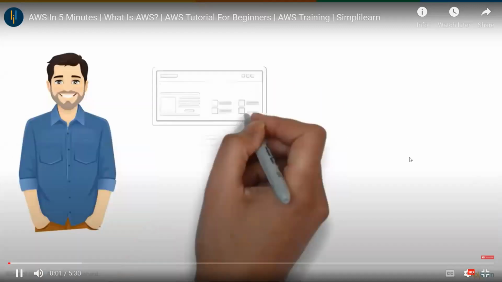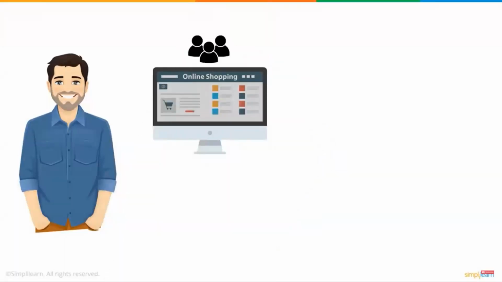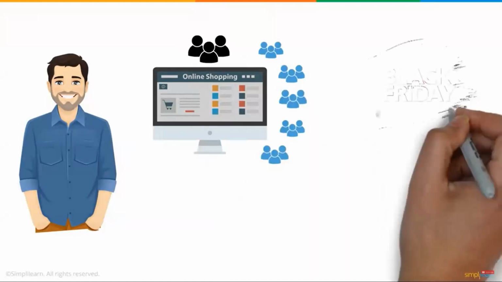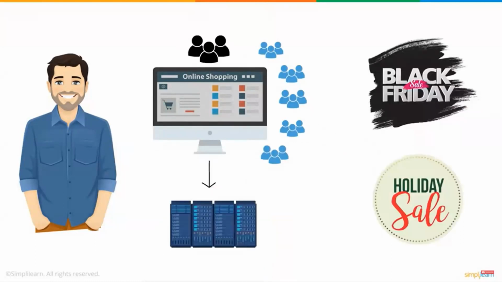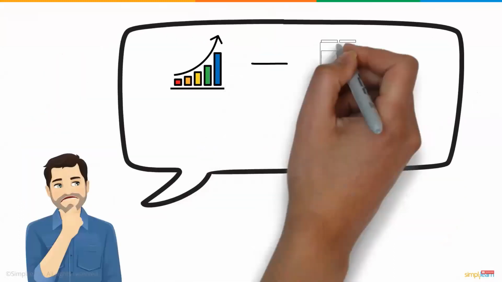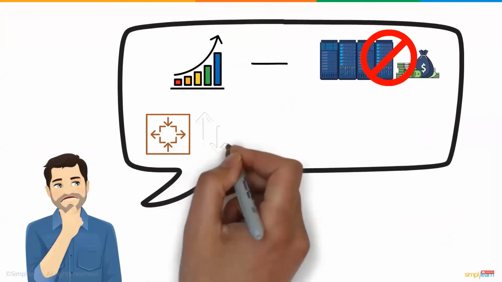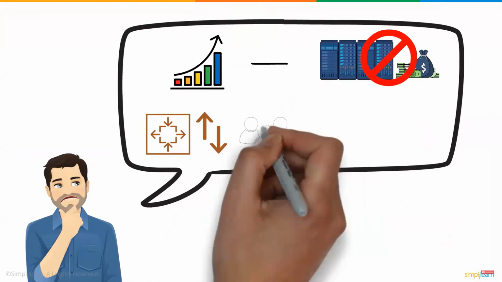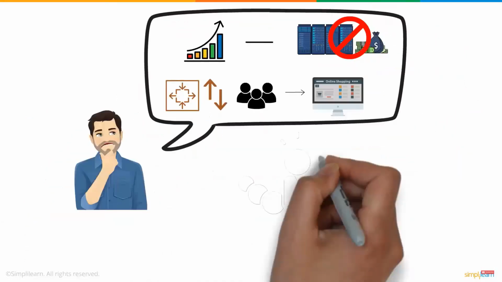Meet Rob. He runs an online shopping portal. The portal started with a modest number of users, but has recently been seeing a surge in the number of visitors. On Black Friday and other holidays, the portal saw so many visitors that the servers were unable to handle the traffic and crashed. Is there a way to improve performance without having to invest in a new server? Wondered Rob. A way to upscale or downscale capacity depending on the number of users visiting the website at any given point? Well, there is.